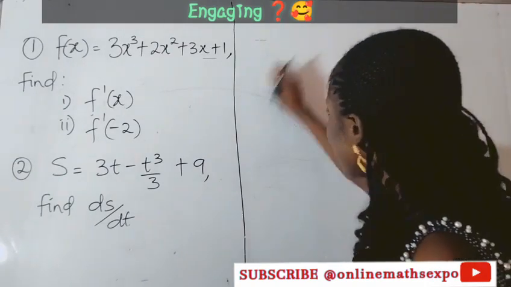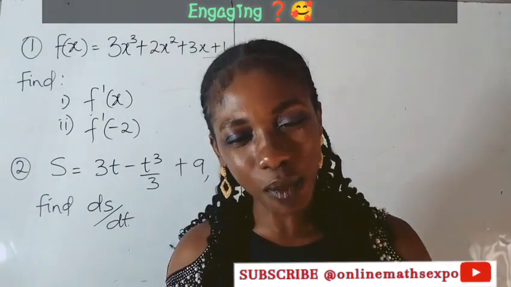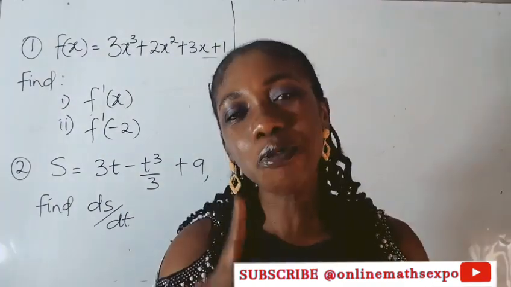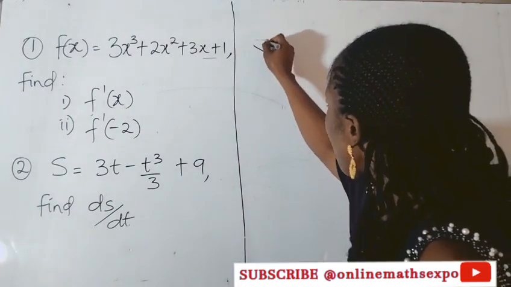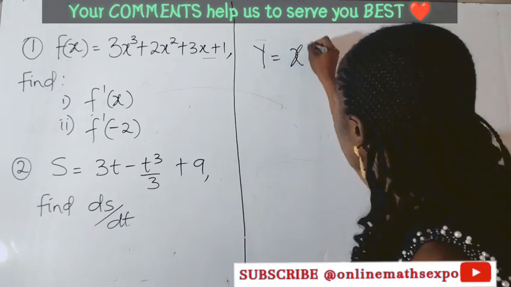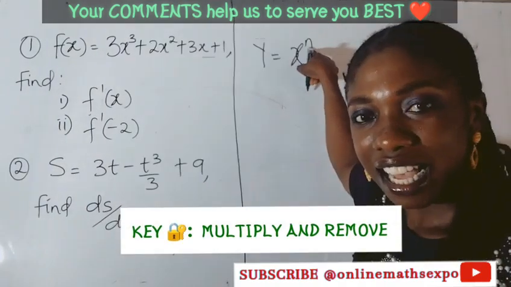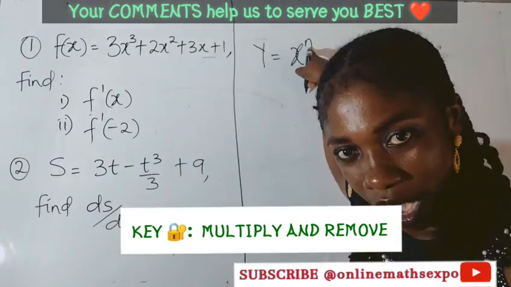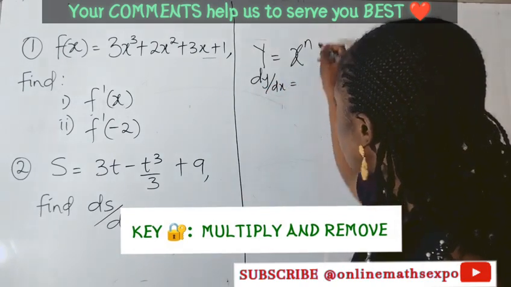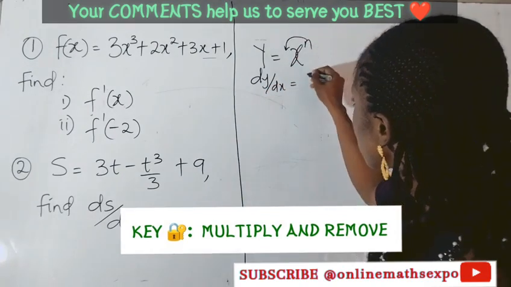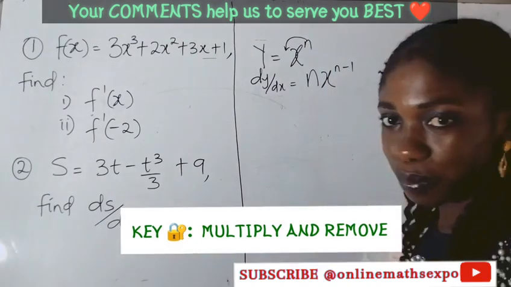But before then, have you heard about the power rule? Let's make use of this power rule in this differentiation. And what did the power rule say? The power rule says that if I have y equal to x to the power of n, then I will multiply with the power and remove 1 from the power. So in that case, my dy/dx will now be nx to the power of n minus 1. I hope that is clear.